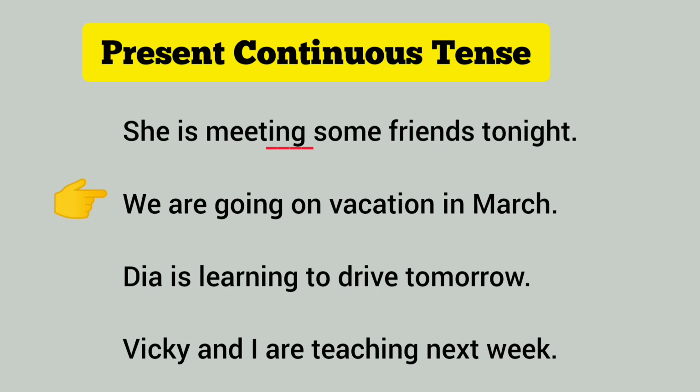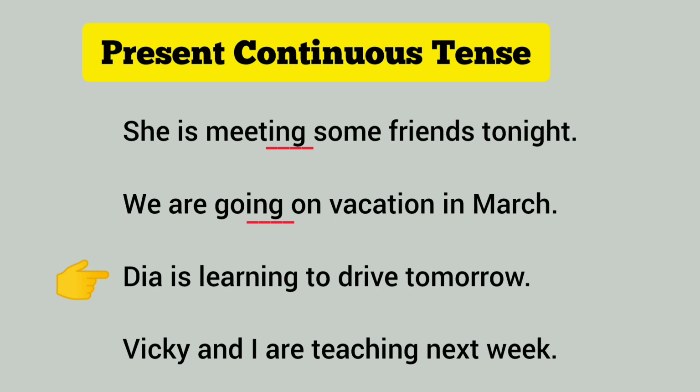The next one. We are going on vacation in March. We, that's the subject, and we use the be verb are. Going, that's going to be in the near future. That's why we added ing, because the plan is going to be in the near future, in the month of March. Next, Dia is learning to drive tomorrow.